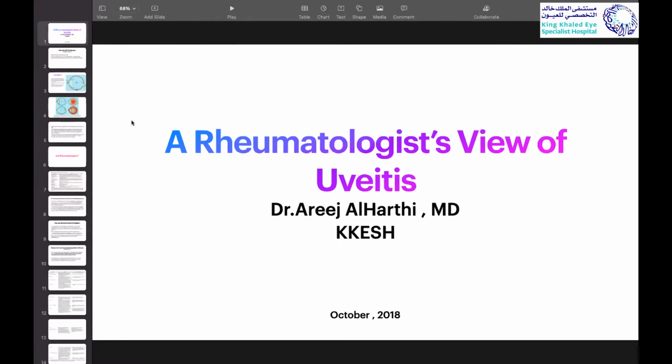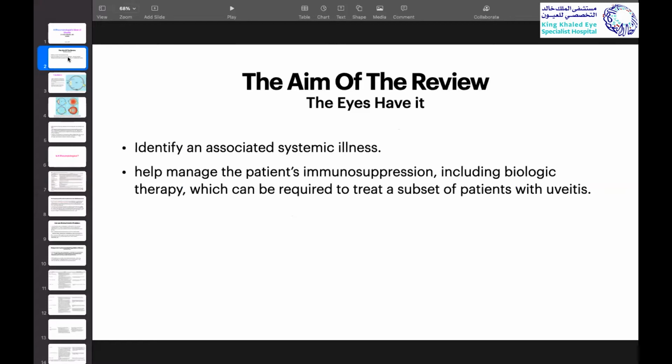So I'll start with this review, which is Uveitis, published in October 2018 with the name The Eye's Habit. The aim of this review was to identify associated systemic illnesses and help in the management of patients on immune suppression, including the biological therapies, which can be required to treat this kind of case.